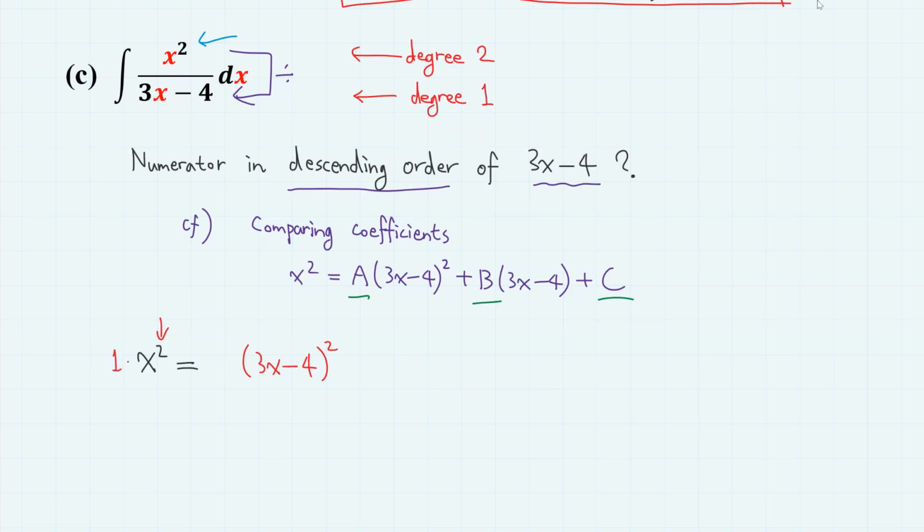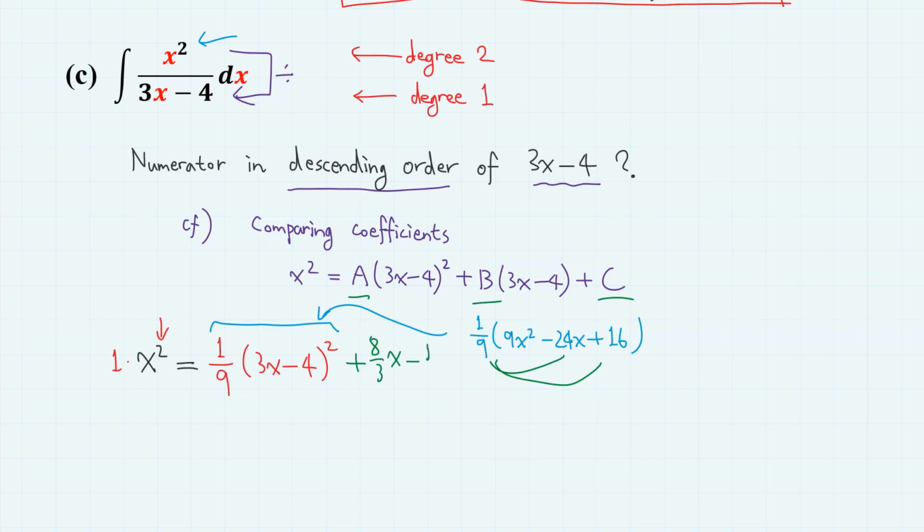In order to have coefficient 1 in front of x squared, this quadratic term must be multiplied by 1 over 9. But then we have undesired linear and constant terms on the right-hand side. More specifically, this part is 1 over 9 times 9x squared minus 24x plus 16. So in order to remove linear and constant terms, we must add plus 8 over 3x minus 16 over 9.